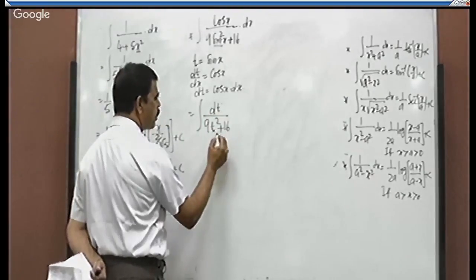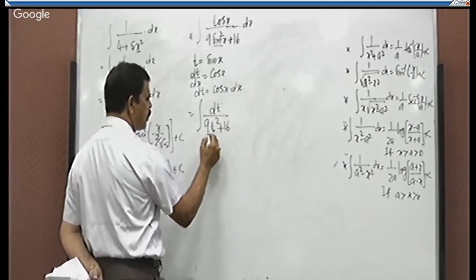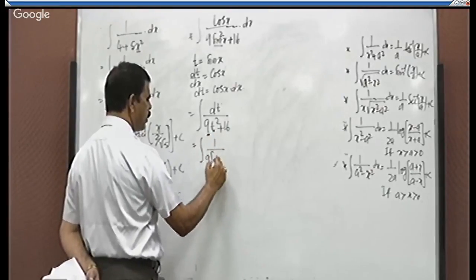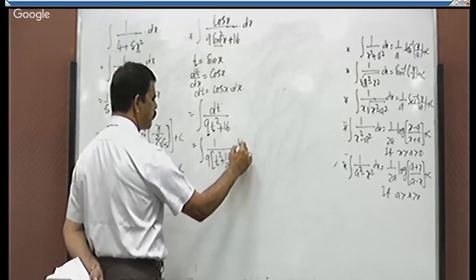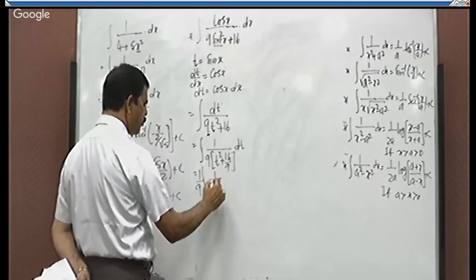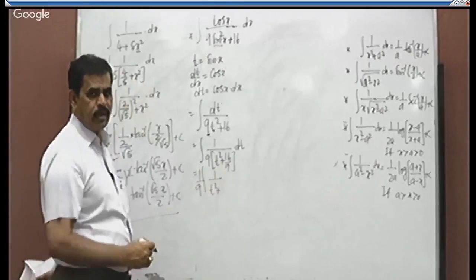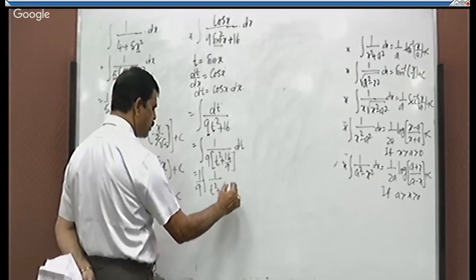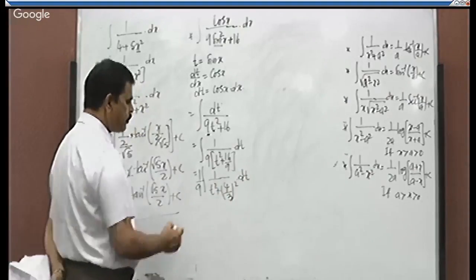1 by t square plus a square. What is extra? 9. You take it outside. 1 divided by, if I take 9 as common, t square plus 16 divided by 9 into dt. Then it is 1 by 9 into 1 divided by t square plus, can I write 16 by 9 as 4 by 3 whole square? 4 square is 16, 3 square is 9. 4 divided by 3 whole square into dt. Now it is of standard form.